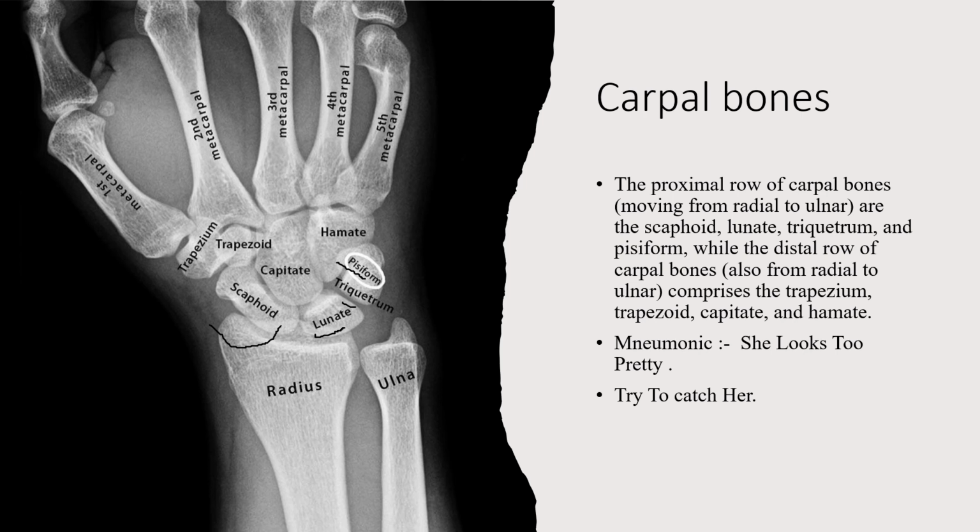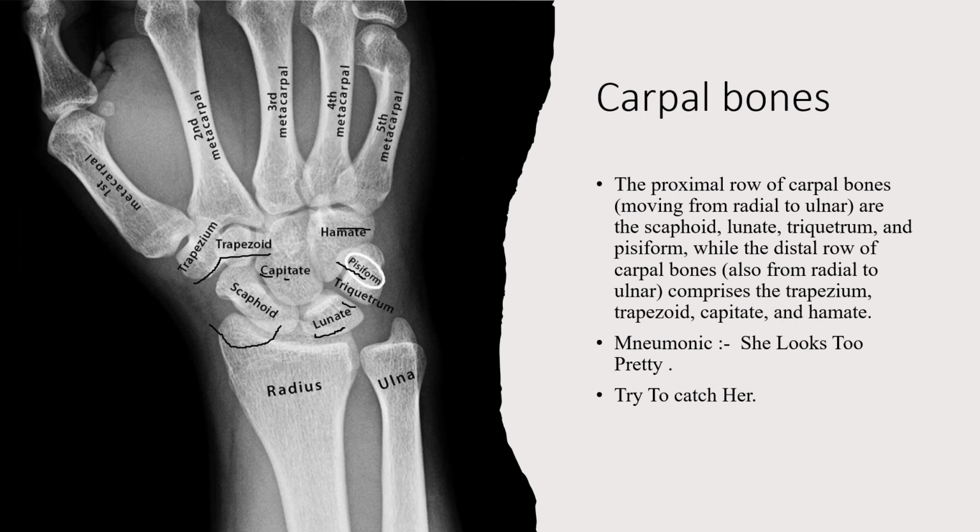The distal row of the carpal bones are the trapezium, trapezoid, capitate, and hamate. A very simple mnemonic to learn these carpal bones is "She looks too pretty, try to catch her." Just don't take this seriously. In this mnemonic, S is for the scaphoid, L for the lunate, T for the triquetrum, and P for the pisiform.